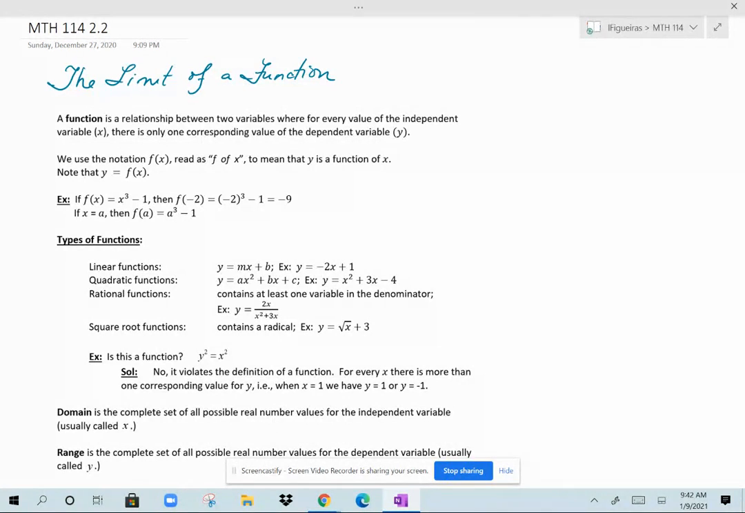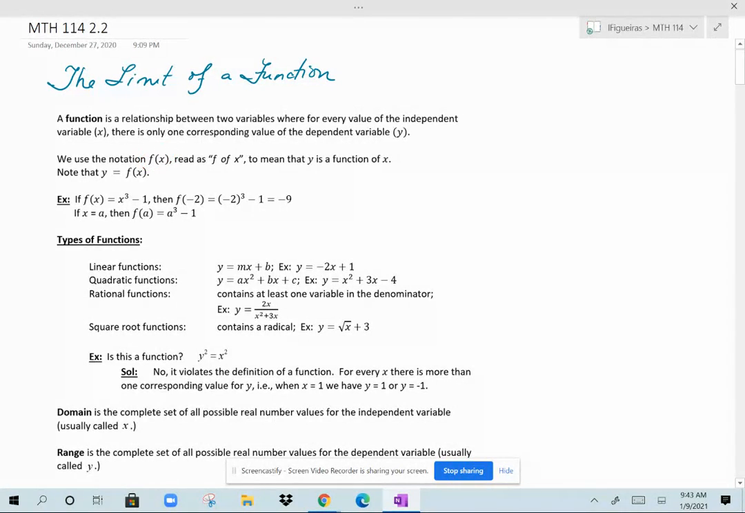A function is a relationship between two variables where for every value of the independent variable, which we usually call x, there is only one corresponding value of the dependent variable, which we usually call y. Typical notation used with functional notation is f of x, and so y and f of x mean the same thing. It is the value of y when x is a particular value.